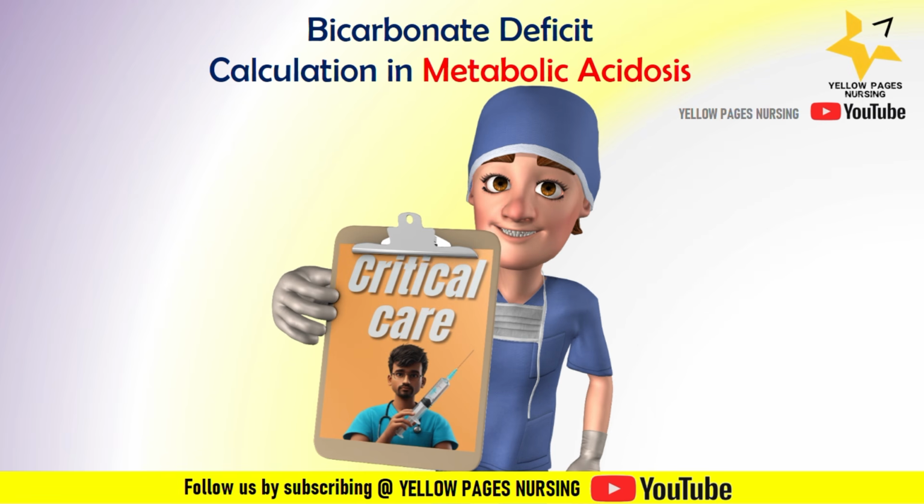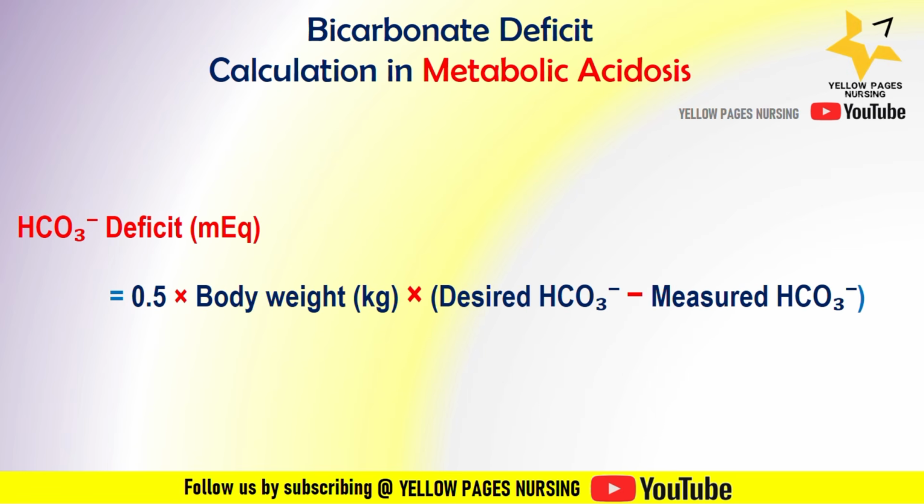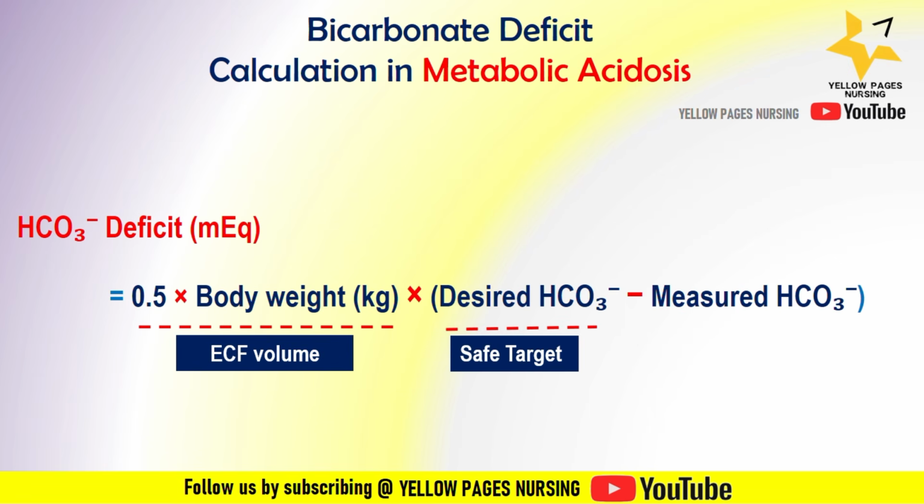Bicarbonate deficit is equal to 0.5 multiplied by body weight in kilograms multiplied by desired bicarbonate minus measured bicarbonate. Let's break up the formula. 0.5 multiplied by body weight estimates the extracellular fluid volume where the bicarbonate acts. Desired bicarbonate will be the level we want to safely reach, and measured bicarbonate is the patient's current bicarbonate level from ABG. Now, we will have a question: what is desired bicarbonate?